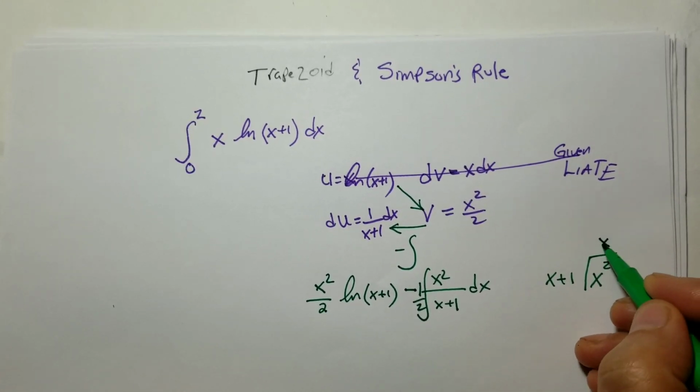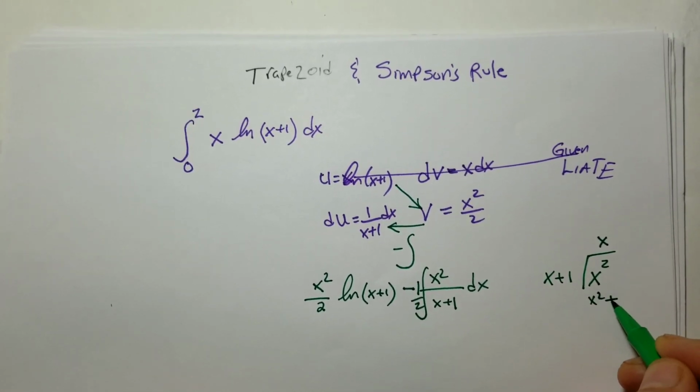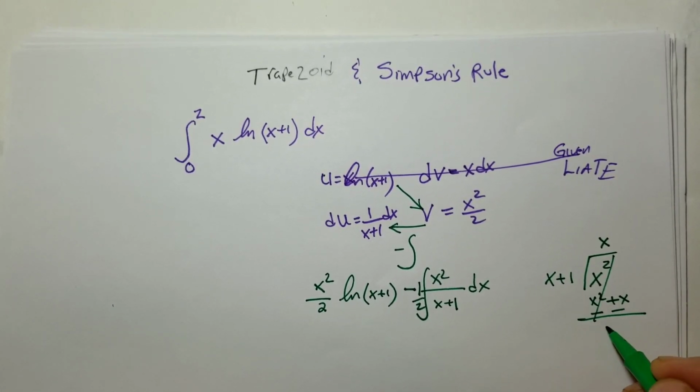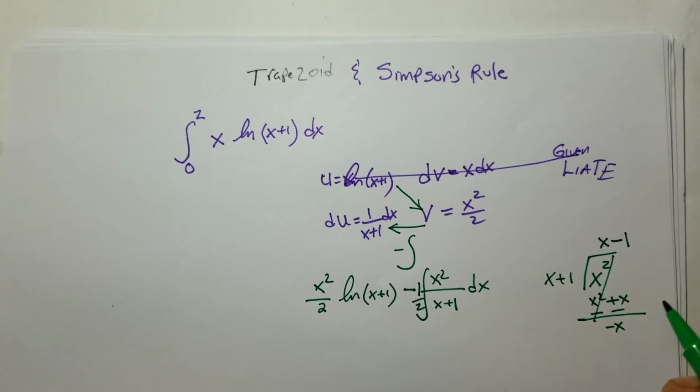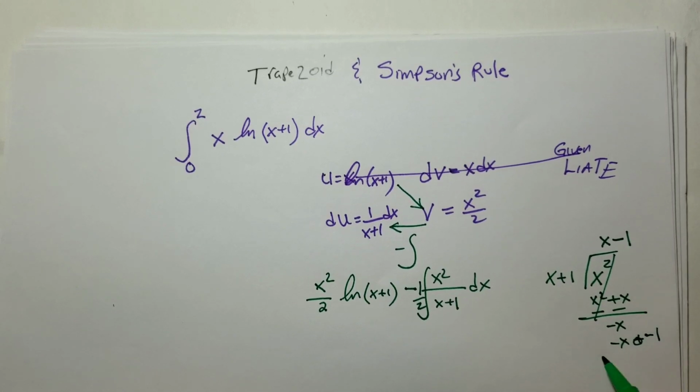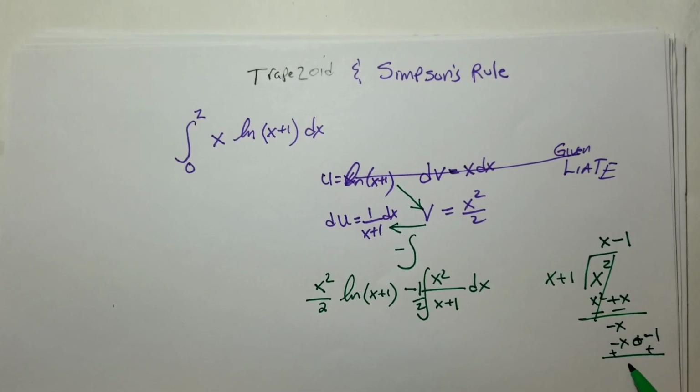x squared over x is x. Therefore, you have x squared plus x. You subtract, you have a negative x. You don't have anything to bring down. Negative x over x is negative 1. Therefore, you have a negative x minus 1. And when you subtract, you have 1 left.